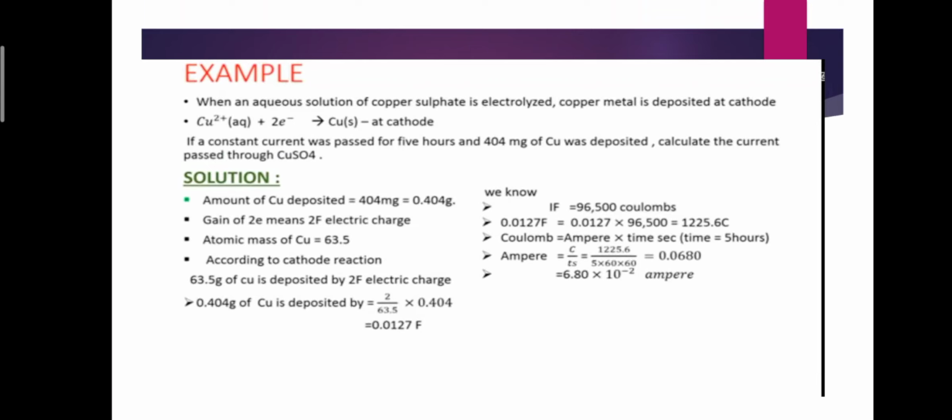Gain of 2 electrons means 2 Faraday electric charge. Atomic mass of copper is 63.5. According to the cathode reaction, 63.5 gram of copper is deposited by 2 Faraday electric charge. So 0.404 gram of copper is deposited by 2 divided by 63.5 multiplied by 0.404, which is equal to 0.0127 Faraday.